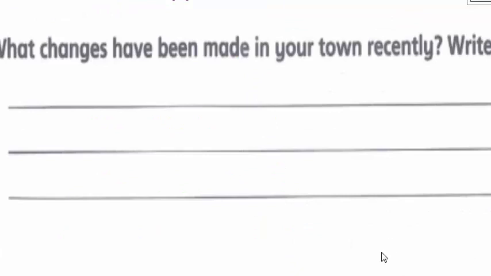The last one, and count it as a homework. Do this by yourself. What changes have been made in your town recently? Write 3 sentences. Look at your town around you. What things happened recently? Okay, and write sentences by using present perfect passive.